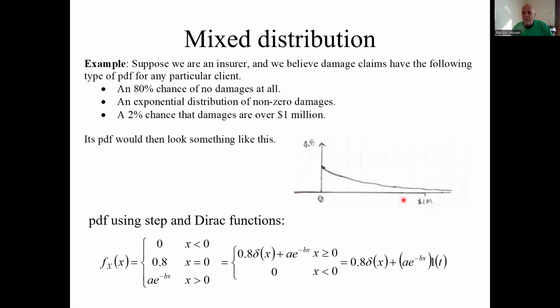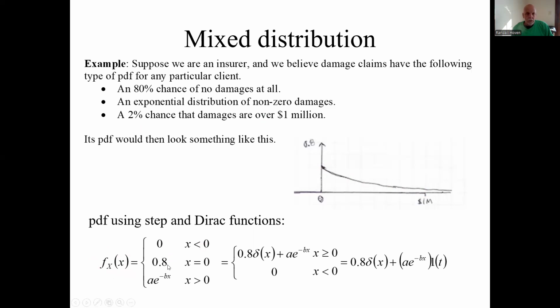So the PDF would look something like this. There's a Dirac Delta Function, notated with this arrow because it's kind of infinite there, but it has a strength of 0.8. That's the notation for that. It's 0 below, and above 0 it's an exponential decay, such that the area under the curve to the right of 1 million is this 2%, 0.02. So your PDF would look like this.